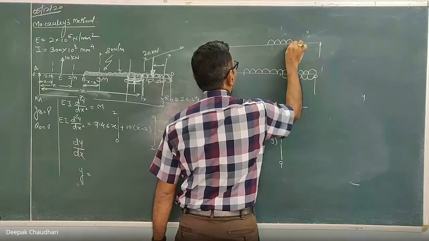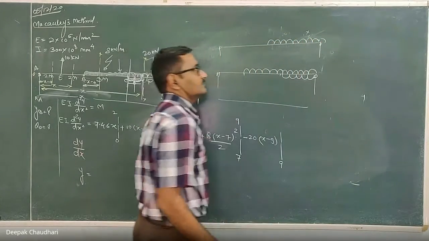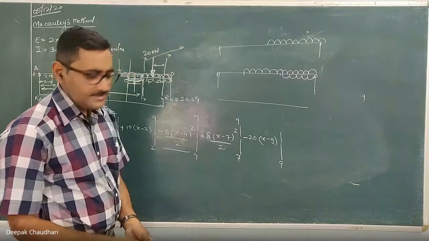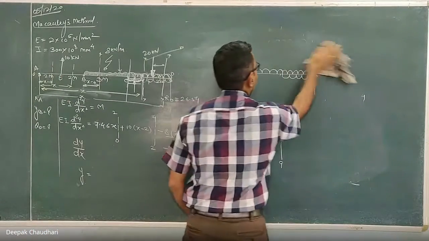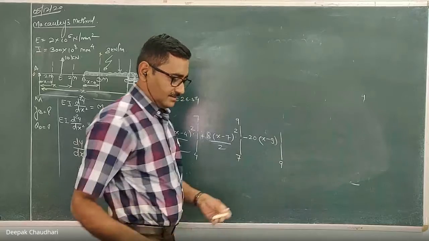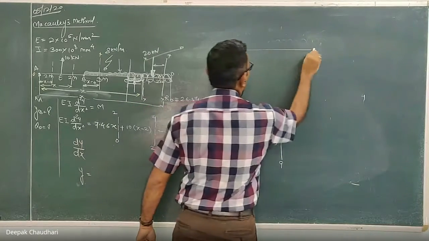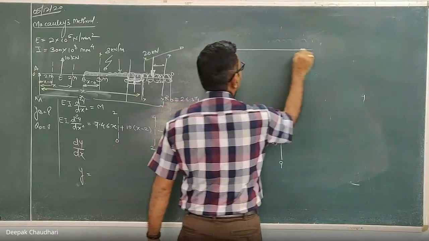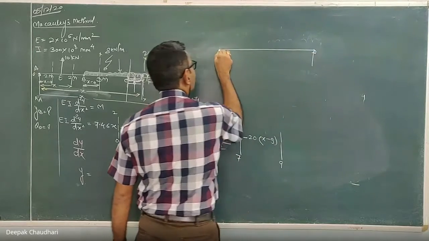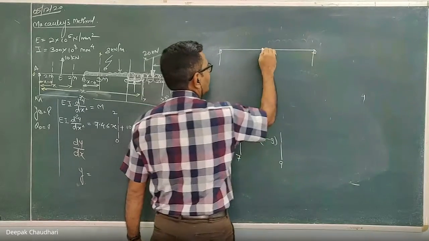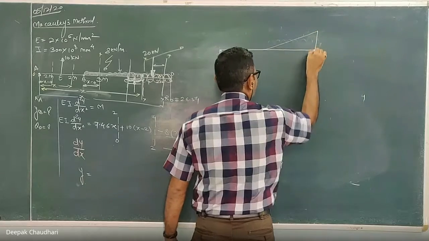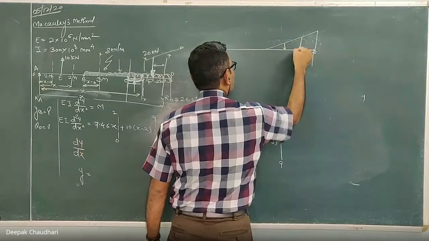If there is a UDL at the end, no need to make any change. Then if there is a UVL, uniformly varying load, normally it will not come, it becomes a very lengthy question. But if the UVL is at the end part of the beam, no need to make any change.